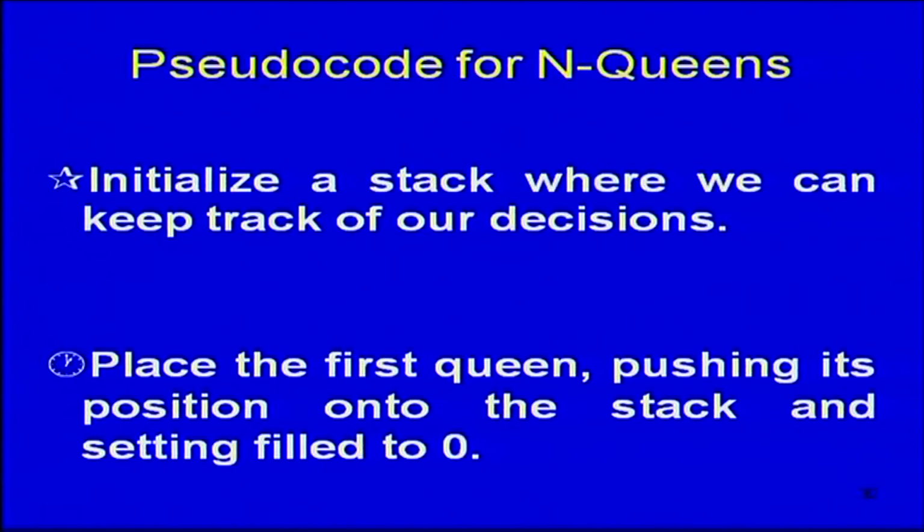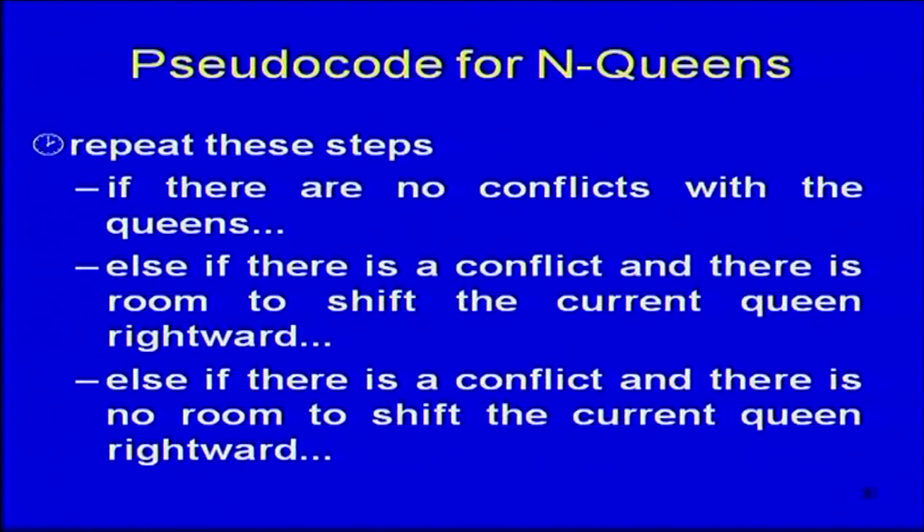And that is how you do the n queens problem. So, for our n queens problem, let us see, this is a slightly different problem that we normally use. So, in this we are first going to talk about the pseudocode. So, here what we do is we first initialize a stack, which is the data structure we are going to use to keep track of our decisions, and we also place the first queen, pushing its position onto the stack and setting filled to be equal to 0.